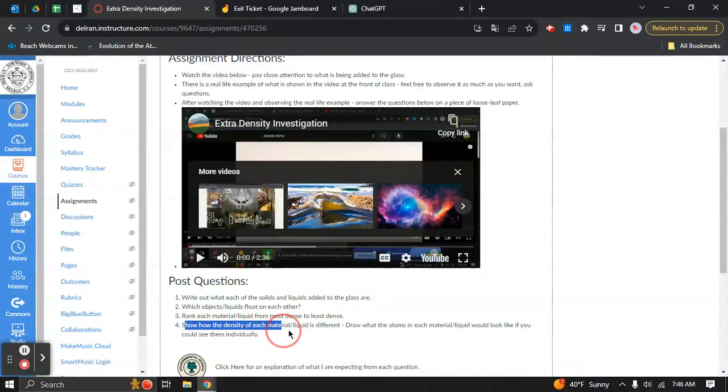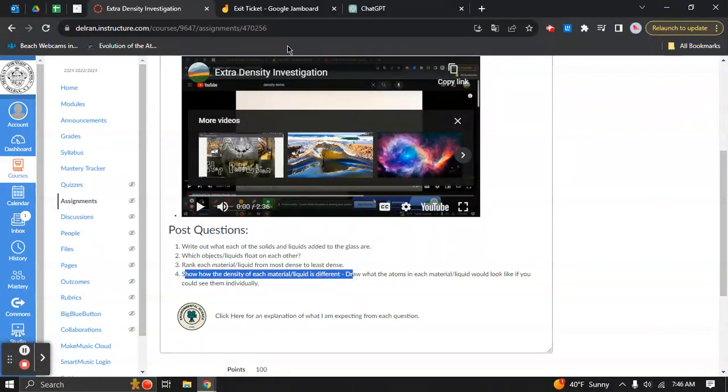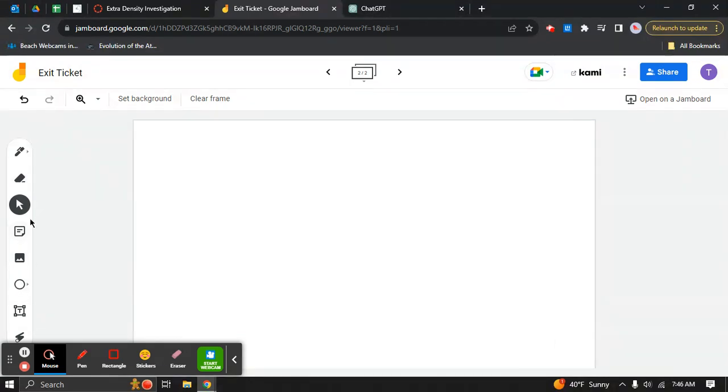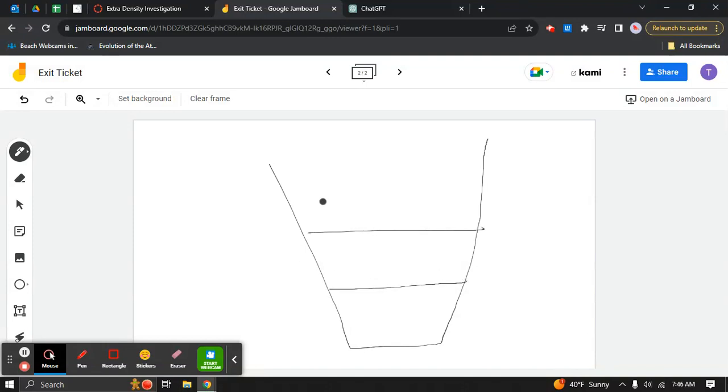Number four says show how the density of each material liquid is different. For this one, I want you to draw what you would see if you could look inside. So if you're going to draw, you can do this in two ways. One way, you can draw the cup and then draw each thing in each layer and show me what the atoms would look like. You can draw circles, you can draw dots, you can draw lines. Or you can draw each thing itself. Say this is the water, and the atoms inside of there would look like this.